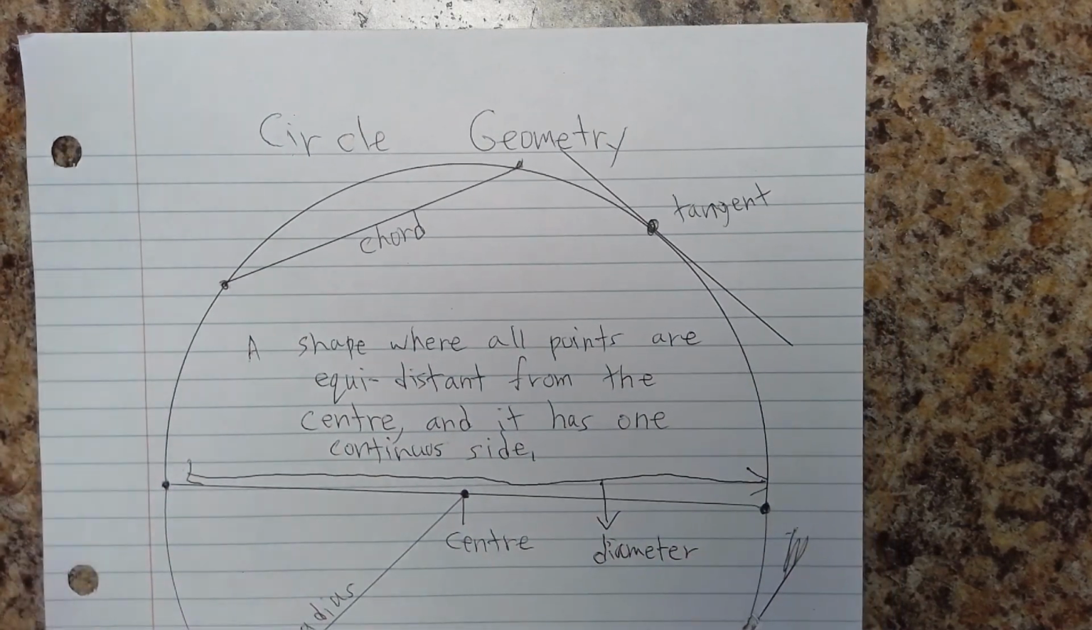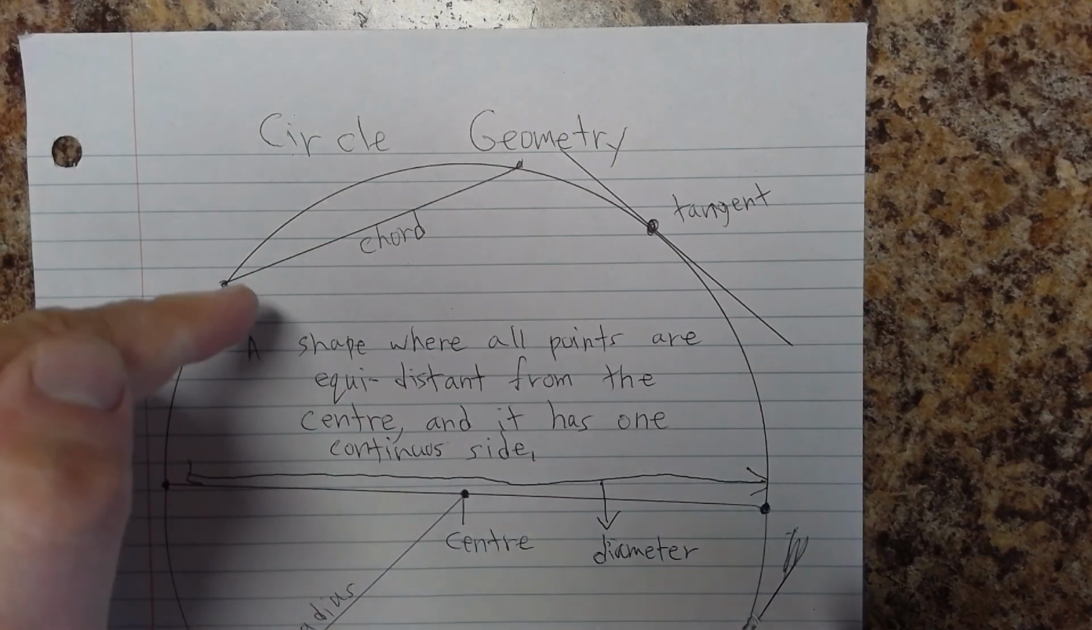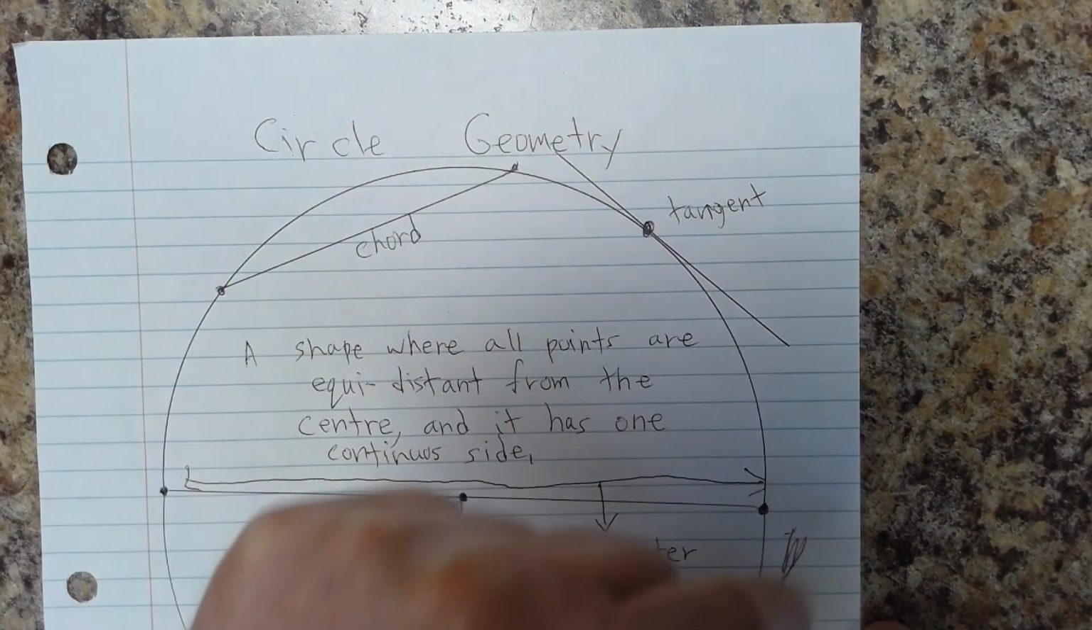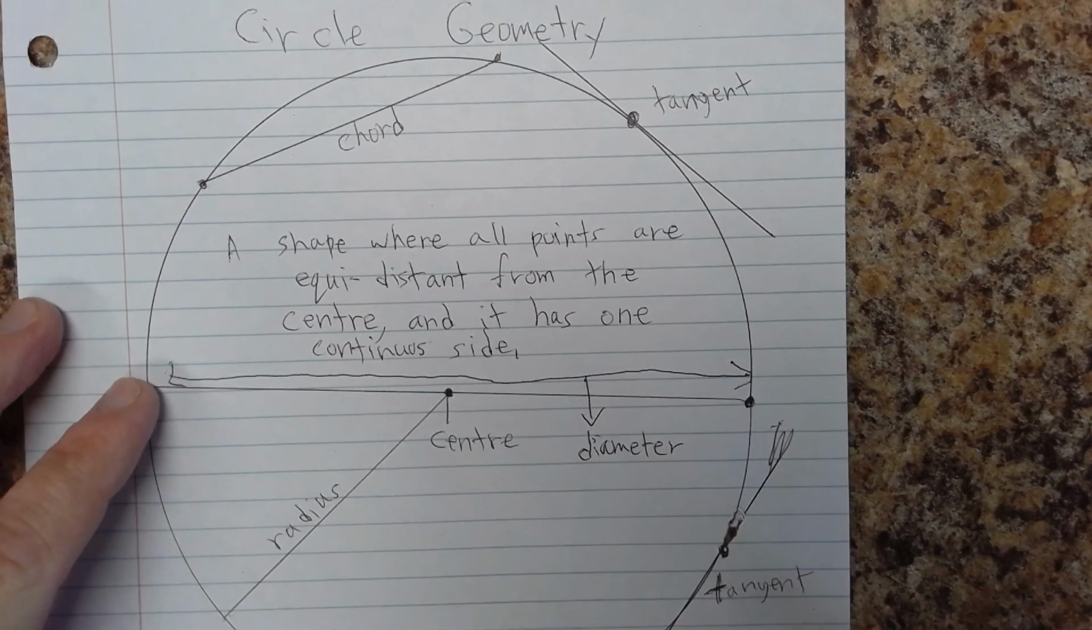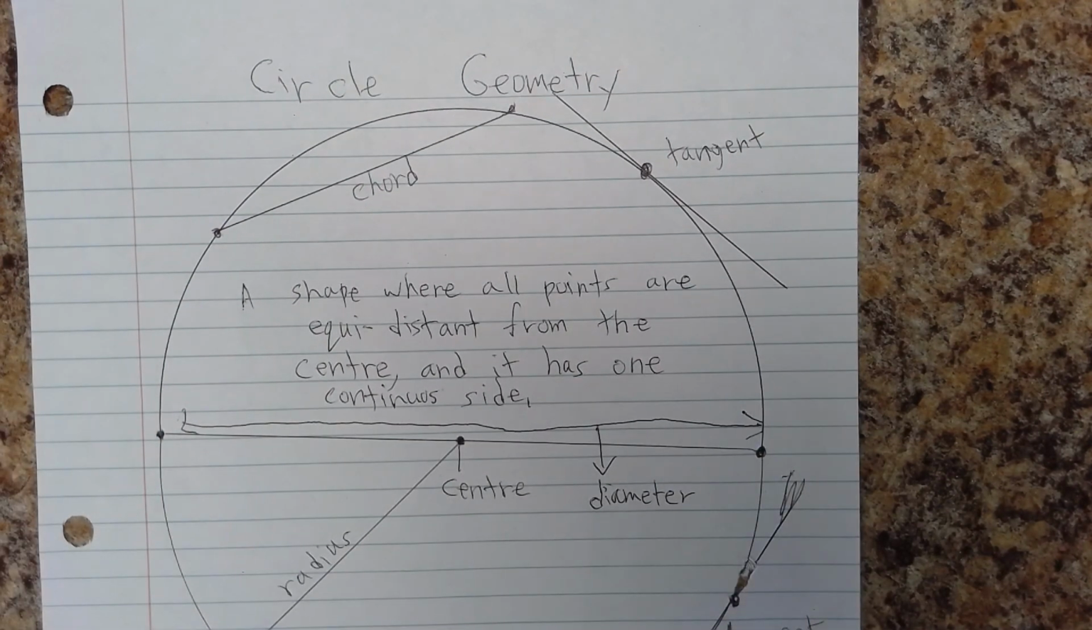And there we see again our definition of a circle. All points are equidistant from the center, equal distance from the center, and it has one continuous side. Every single point is equal distance from the center, assuming a correctly drawn circle, of course. So, let's look at then some review.